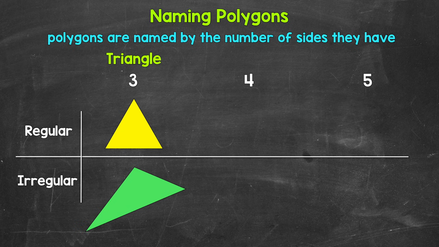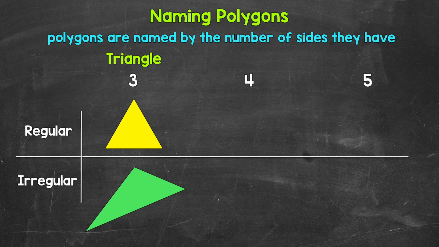So when we hear regular or irregular, a regular polygon means all of the sides are the same length and all of the angles are the same measure. An irregular polygon is a polygon that does not have all sides the same length and all angles the same measure. We'll look at an example of both for each kind of polygon we go through.